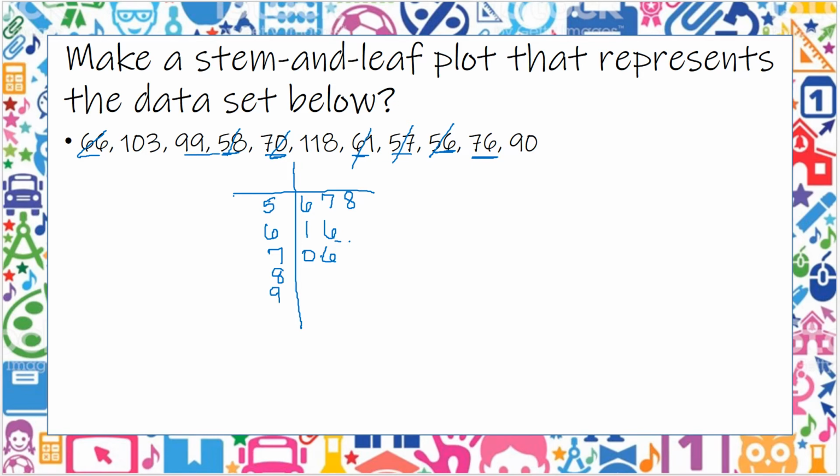We've got 99 and we've got 90. So we're going to put 0 there for 90. And 99 is a 9 in the tens place, a 9 in the ones place.